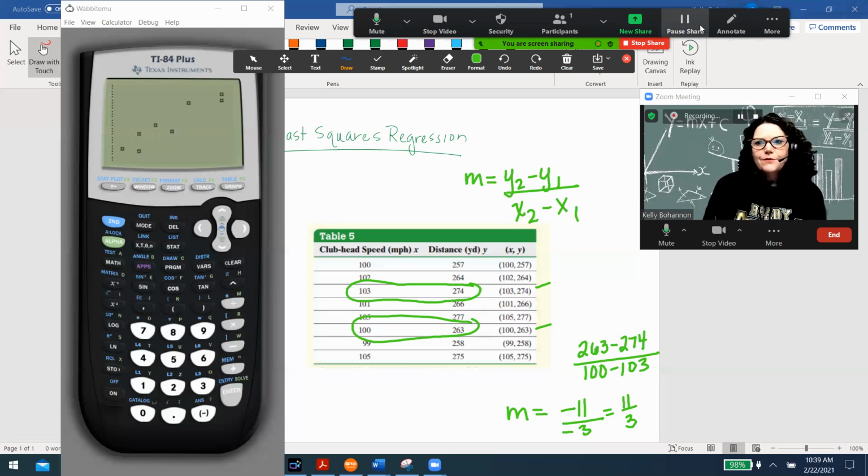If you're not sure, you can always plug it in your calculator and see what the decimal version is. So 11 divided by 3 is 3.66666667. So just to make it easy, we'll use 3.67 as our slope. All right, so my slope, we're going to call it 3.67.